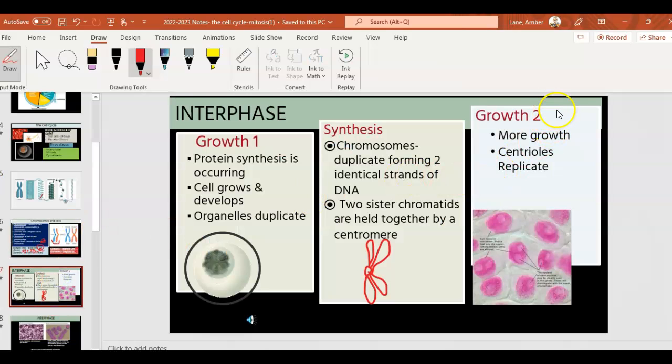So in growth 2, or gap 2, the cells are growing, and then the centrioles make a copy of themselves. If you remember centrioles, we said they play a role in cell division. So now you're going to see what that role is.